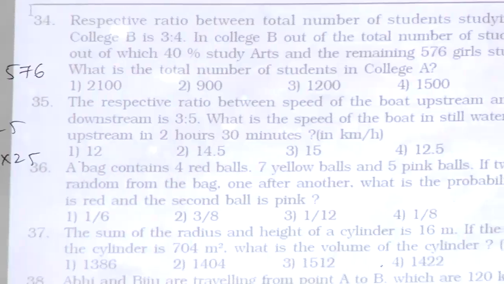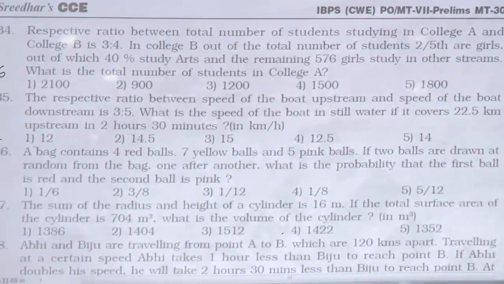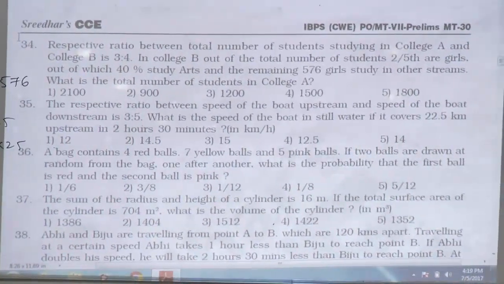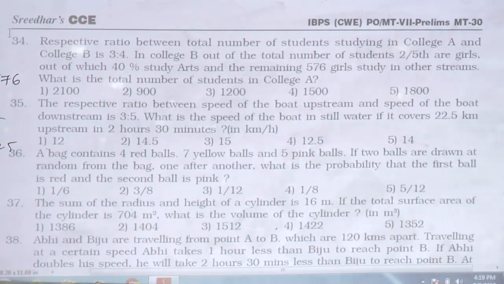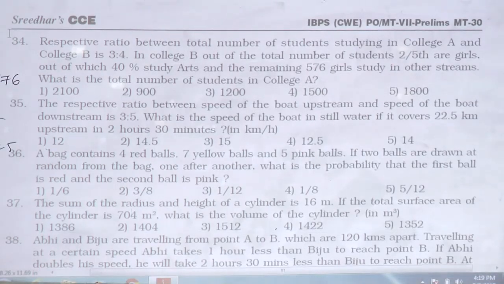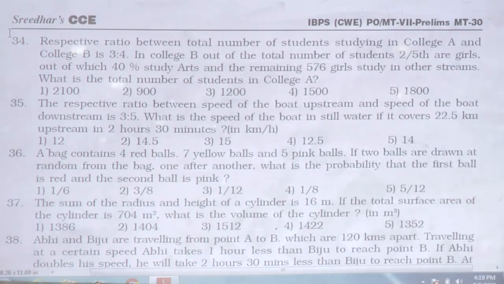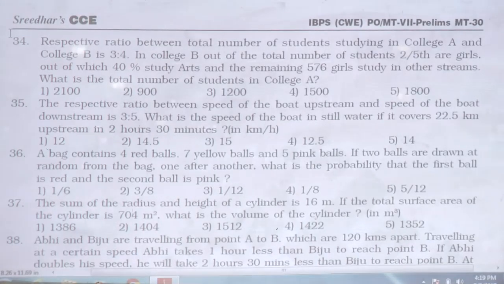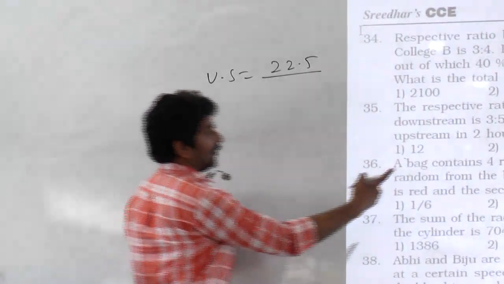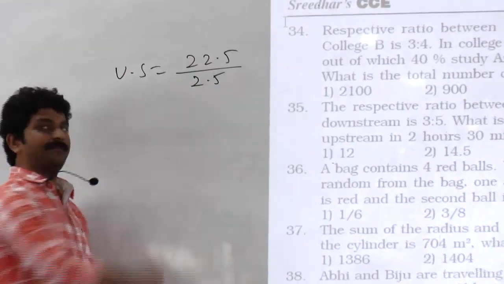The respective ratio between the speed of the boat in upstream and the speed of the boat downstream is 3:5. What is the speed of the boat in still water, if it covers 22.5 kilometers upstream in 2.5 hours? In 2.5 hours, it can cover 22.5 kilometers. Upstream speed will be equal to 22.5 by 2.5.